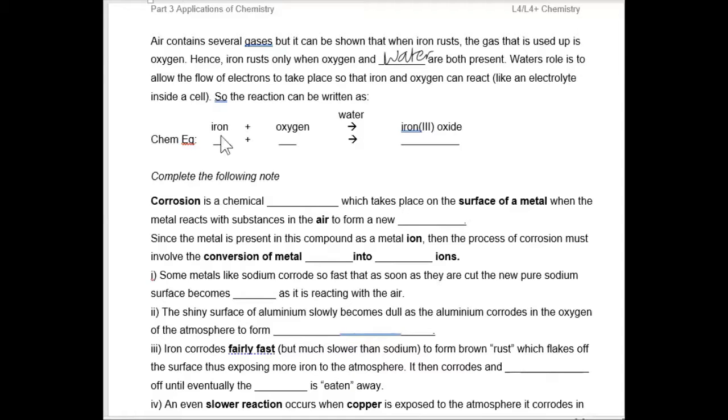So the reaction will be written as iron, which is Fe, plus oxygen, which is O2, becomes Fe2O3. Now, we're going to balance this equation because it's always good practice to balance your equations. If you've not done so, pause the video just now and try it. We start from the middle and look to the right. We've got 2 Fe's there and 1 Fe there, so I'm going to put a 2 at the front. I've got 3 oxygens there and 2 oxygens there.